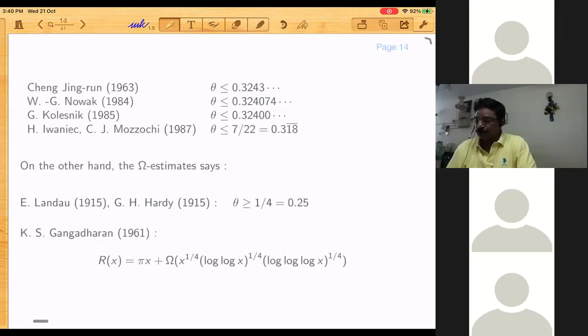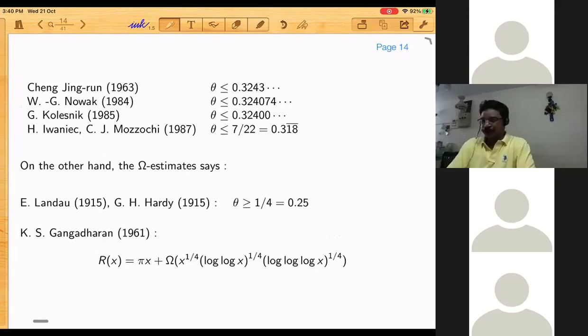How far can we go below? So it is known by the result of Landau and Hardy that we cannot go below 1/4, because they have proved an omega result, which says that this error is bigger than x to the power 1/4 for infinitely many x. Therefore, the best one can hope is 0.25, but we are farther away from that, because the best known is 0.318.